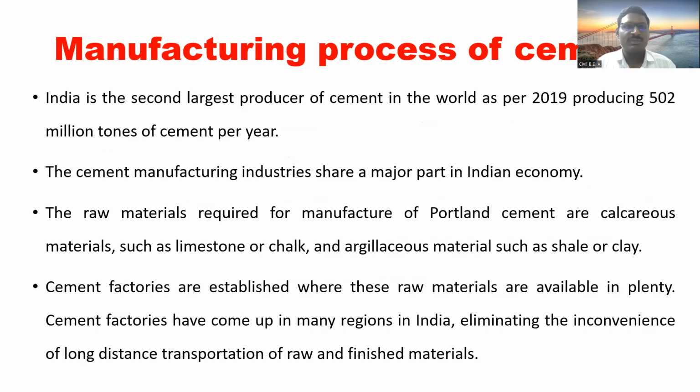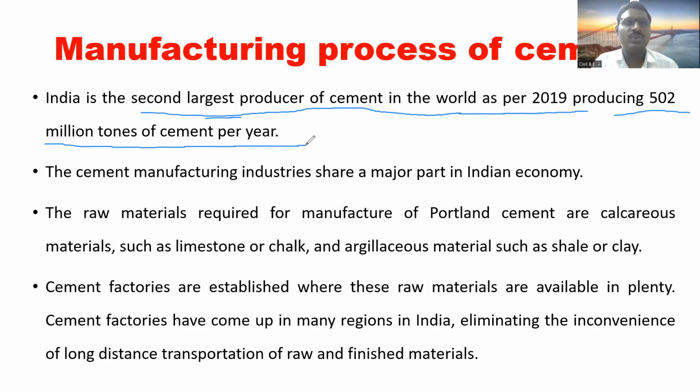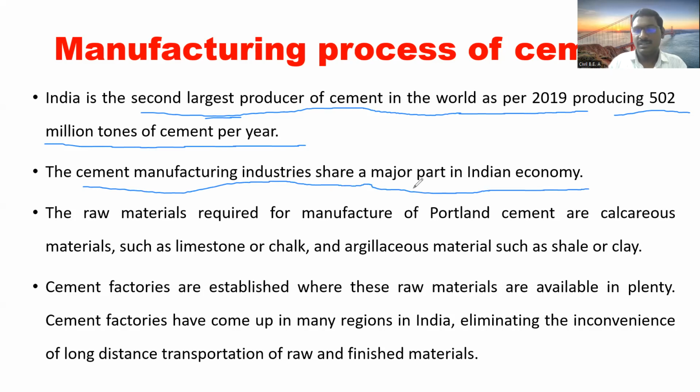Then the manufacturing process of cement, how we can manufacture cement. Generally, India is the second largest producer in the world as per the 2019 record, producing 502 million tons of cement per year. So India is the second largest country in the world. The cement manufacturing industries hold a major share in the Indian economy. If we talk about the Indian economy, the cement manufacturing industries play a major role in it.